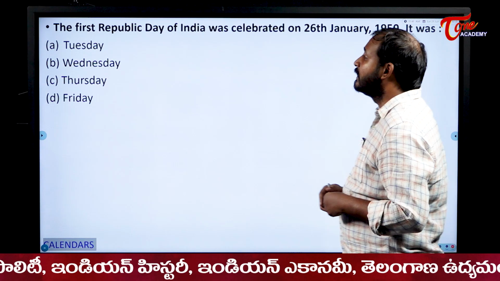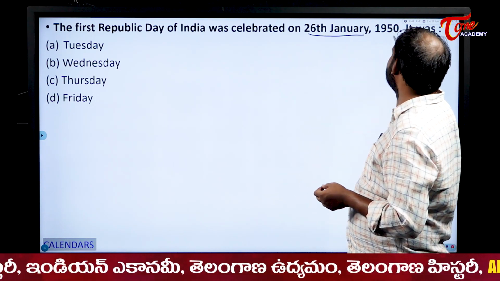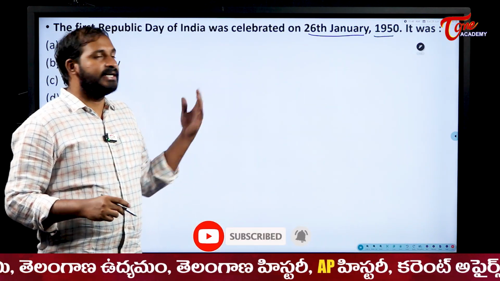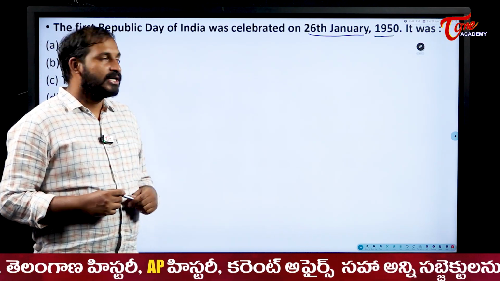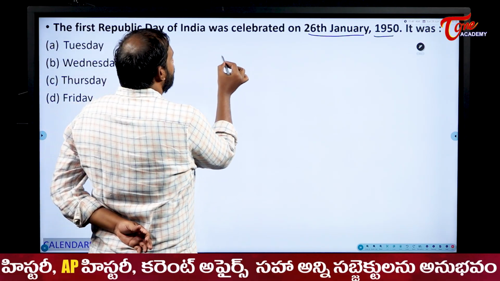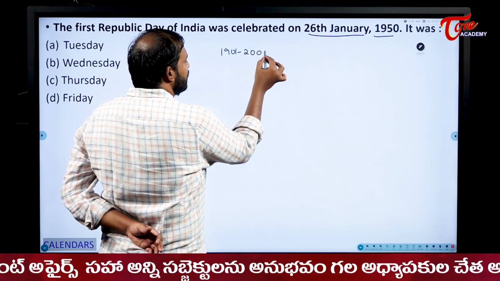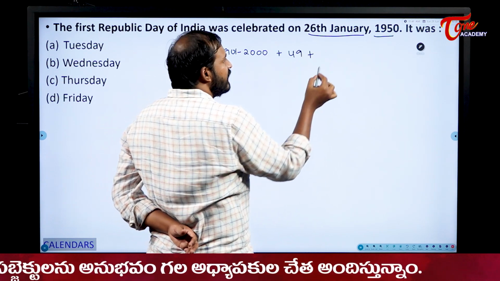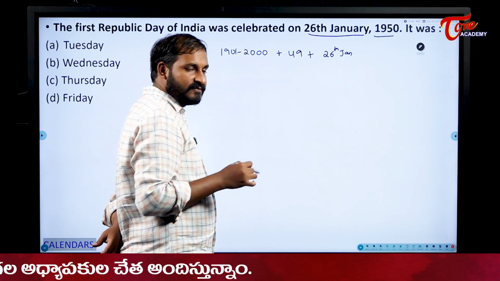Next one. The first Republic Day of India was celebrated on 26th January 1950. I need to tell what day it is. Whether it is Tuesday, Wednesday, Thursday or Friday. Now same as usual. 1901 to 2000 century. That means 20th century. Plus in the same century already 49 years are finished. And 26th of January.